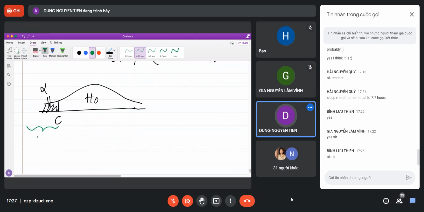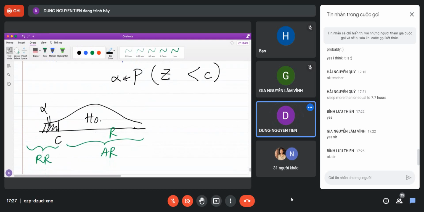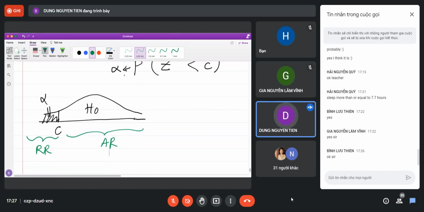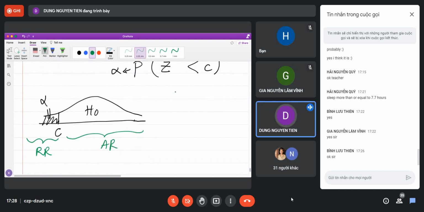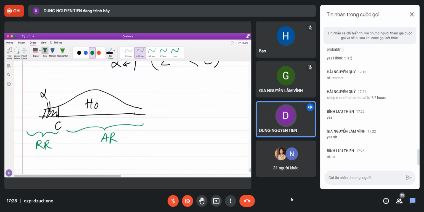This region is the rejection region, and this region is the acceptance region. So if the value Z is less than C, we reject the hypothesis. If Z is more than C, we fail to reject the null hypothesis. How can you determine the value of C? Because we are using the standard normal distribution, this value C is simply minus Z alpha. The point is that the area to the left is alpha.